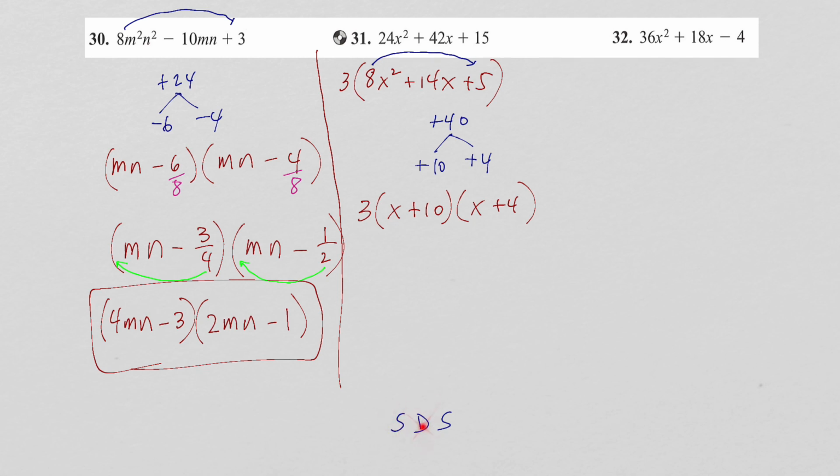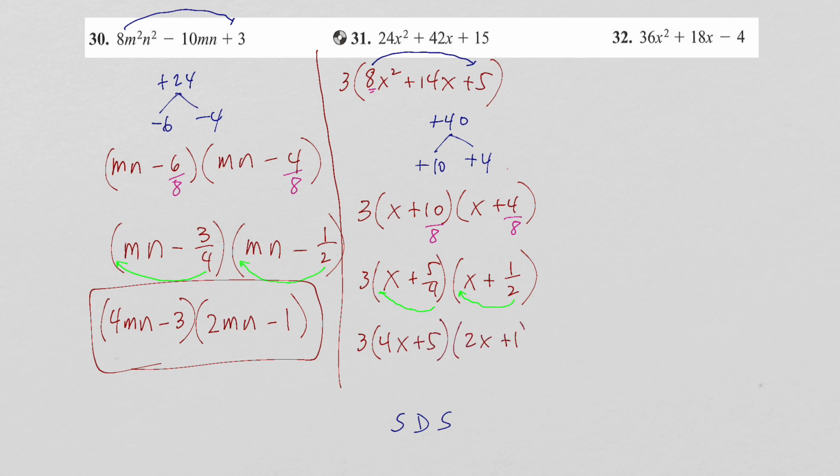That's the slide part. Now the divide part, we're going to divide by what we slid over, which was the 8. And so I have that 3 sitting out there. Dividing by 2, we're going to get 5 over 4. And dividing by 4, we'll get 1 over 2. Now we'll do the slide part. Slide the denominator back if there is one. And we'll end up with 3 times 4x plus 5 times 2x plus 1.